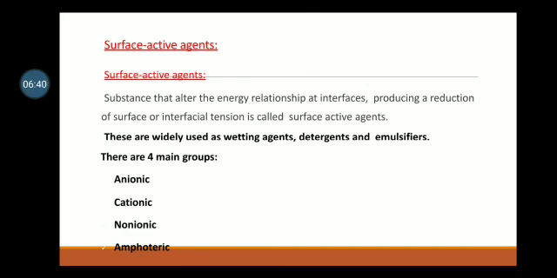Surface active agents. Substances that alter the energy relationship at interfaces, producing a reduction of surface or interfacial tension, are called surface active agents. These are widely used as wetting agents, detergents, and emulsifiers. There are four main groups: anionic, cationic, non-ionic, and amphoteric.